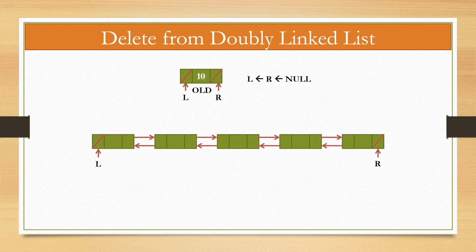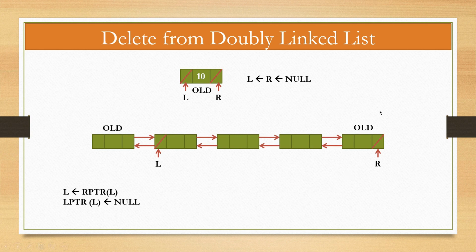Now suppose this is the doubly linked list and leftmost element is this and rightmost element is this. Now suppose this is old, that means we have to delete this leftmost node. For this, right pointer of L is assigned to L. We have to delete this old, so we have to assign this node as the leftmost node. So this right pointer of L now becomes L, and left pointer of L is null, because this is the leftmost element of this doubly linked list, so we have to assign this as null.